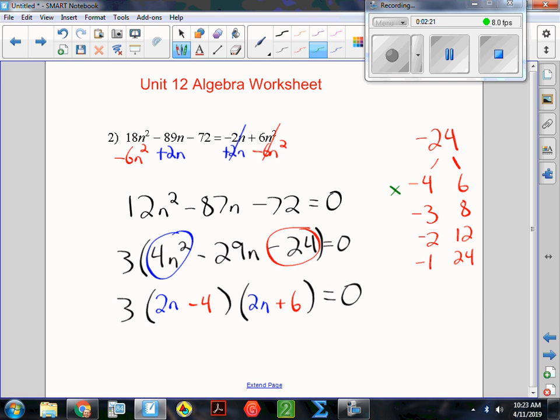I can try 3 and 8. So I have a negative 6. Told you I was going to do the outside first, and I didn't. And 16. So that gives me a 10. So still not working. I can try negative 2 and 12. That gives me a negative 4n and a 24n. So that gets me up to 20, so that's closer, but still did not work.